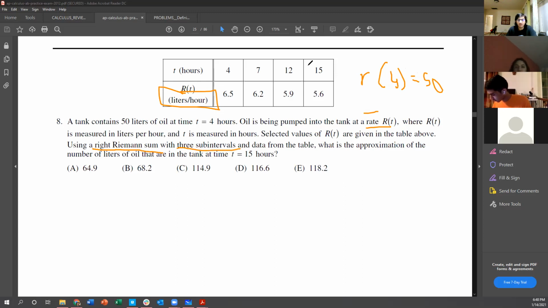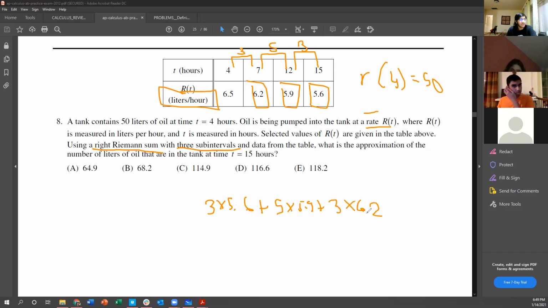So let's figure out the integral first, and then we'll add 50 to it. So basically net accumulation of change, right? So if we're using right Riemann sum, what would we do? Well, we know our difference here is 3. Here, the difference is 5. Here, the difference is 3 again. Now, we're using a right Riemann sum, so we're going to be using this number, and this number. So we're going to have 3 times 5.6 plus 5 times 5.9 plus 3 times 6.2.